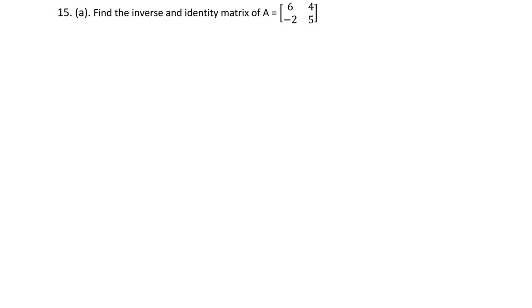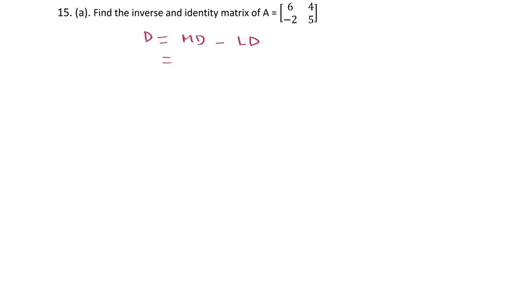Question number 15, part A. Find the inverse and an identity matrix of A with those values. Okay, so this is the matrix problem. So let us first find the inverse of a matrix. To first find the inverse of a matrix, we are going first to find the determinant of a matrix D, which is given by determinant equals to product of a main diagonal minus product of a leading diagonal.